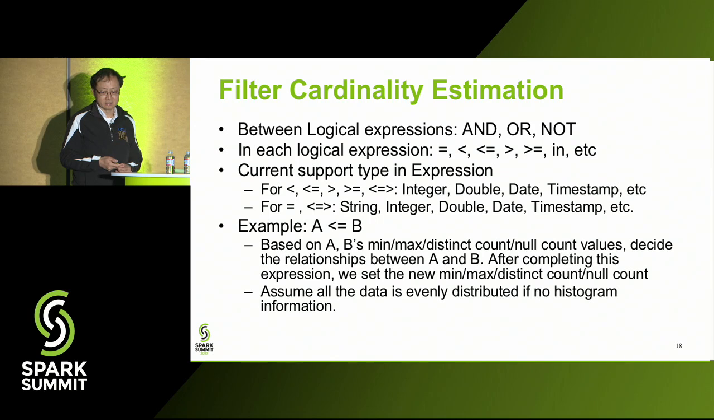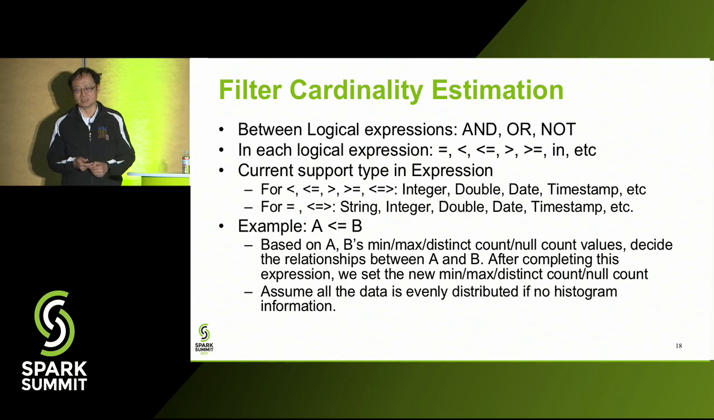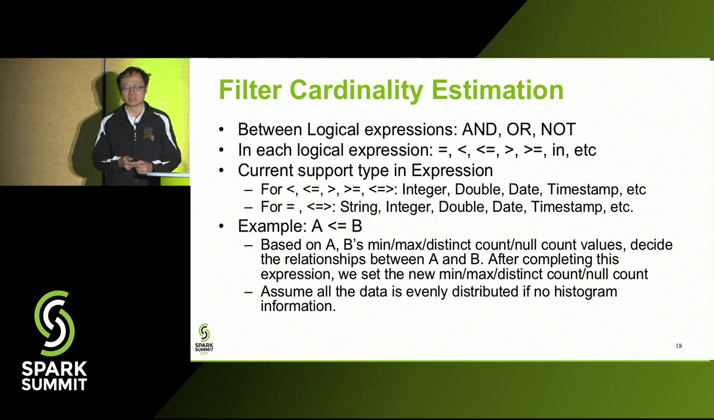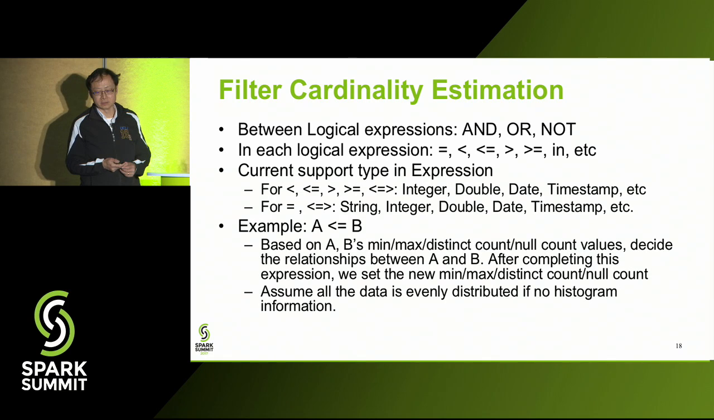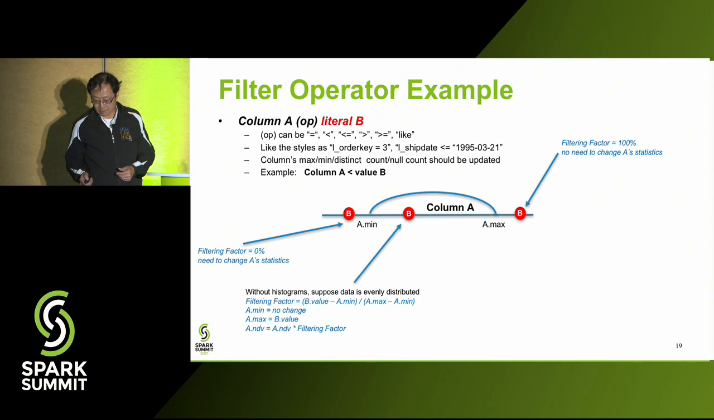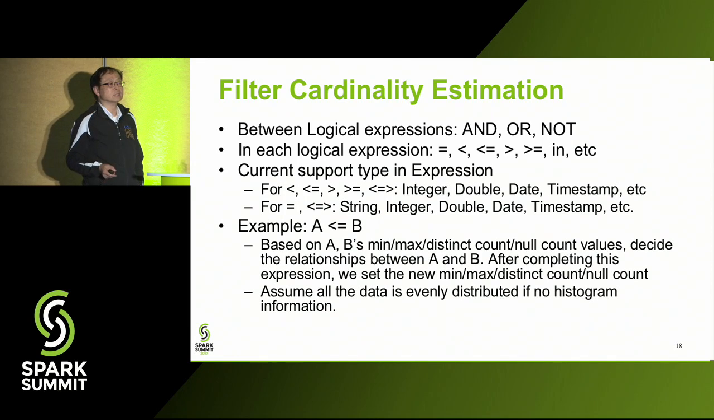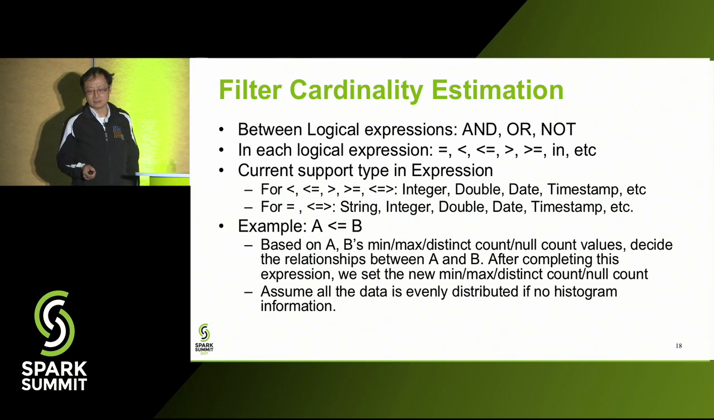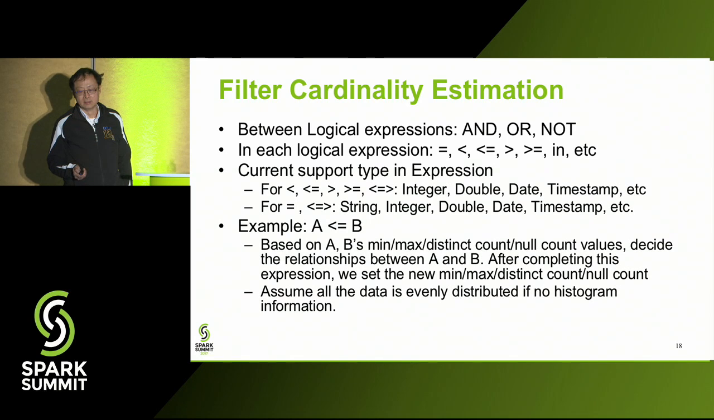And for the data types we support in the expression: for integer, double, date, and timestamp, we support less than, equal, and greater than. Also, there is this sign, <=>, which is null-safe equality. Basically, it means that null can be equal to null. And for the string data type, we basically support equality and null-safe equality.